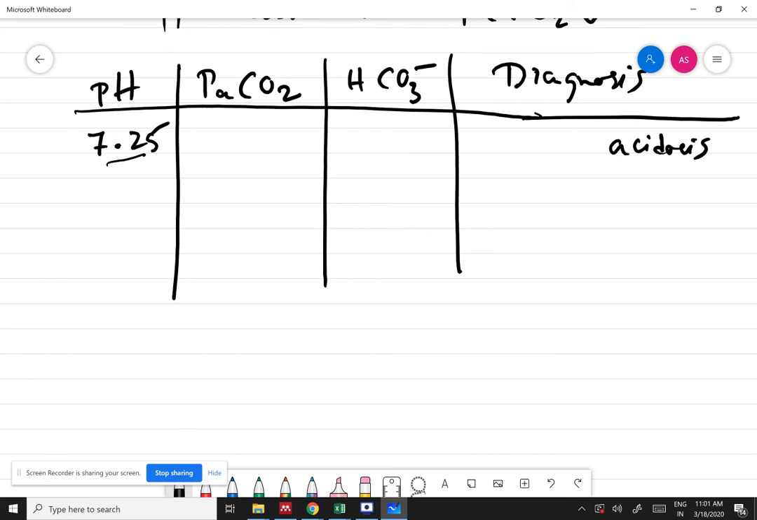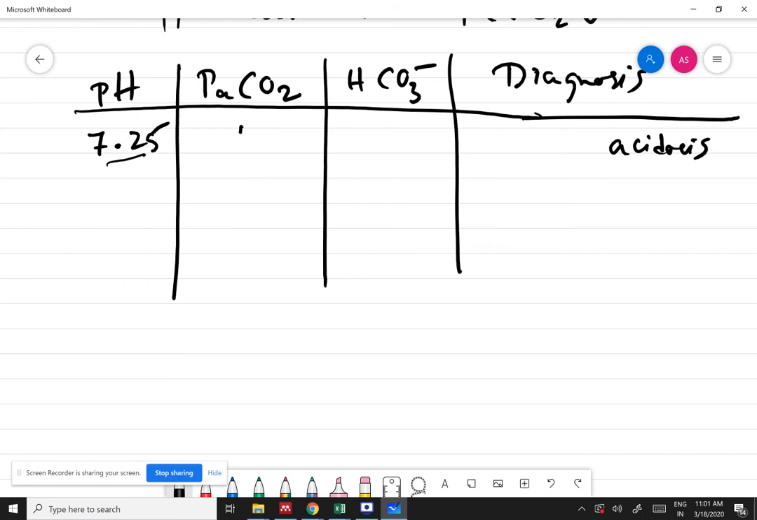This number is less than 7.35. So this is more towards the acidic side, because from 0 to 7, pH is considered acidic, and from 7 to 14 is considered the basic region, above the neutral region. Now here 7.35 to 7.45 is our normal region. Anything below that is acidic, and anything above 7.45 is basic or alkalosis. So here it is acidosis.